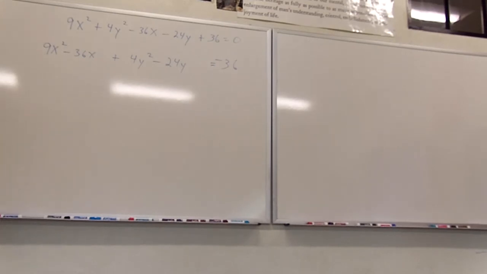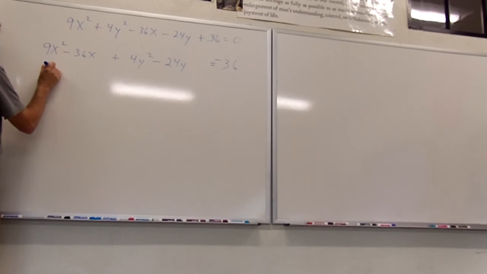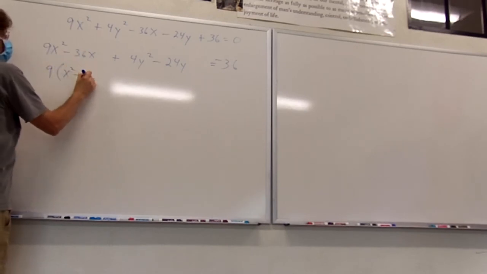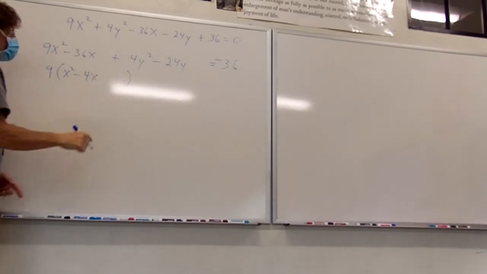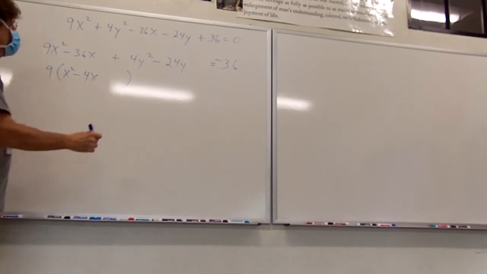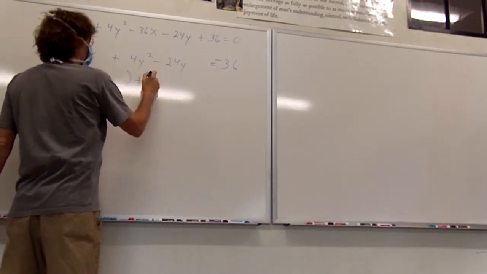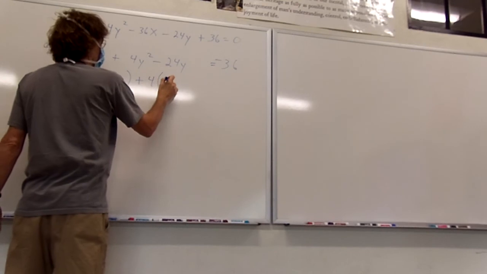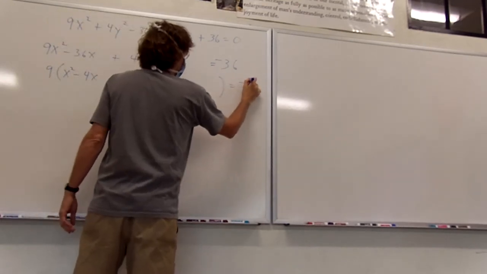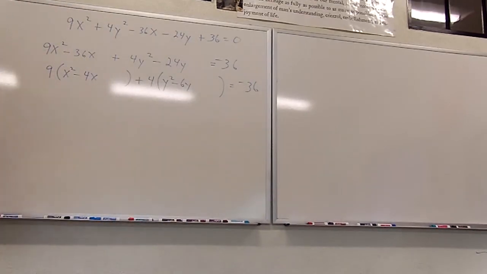Now, is everybody happy so far? If you're not happy, wave at me. All right, I'm going to factor out the 9 of these two and leave a blank. Leave a blank. Plus, we'll factor out the 4 from these two. Leave a blank. Put the negative 36 out there, don't forget it.